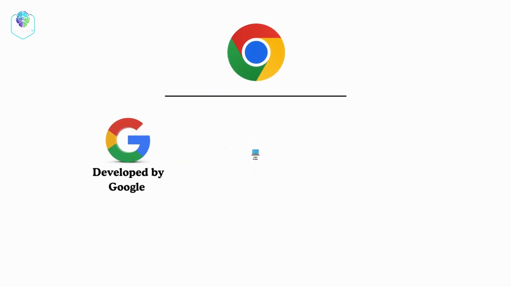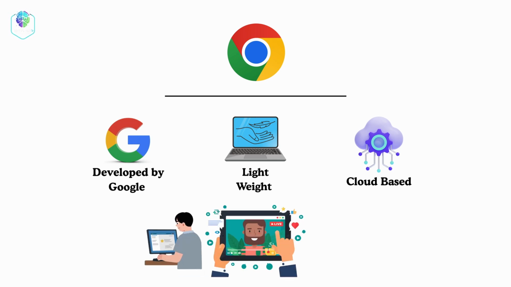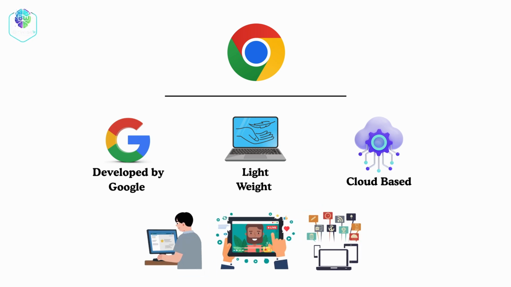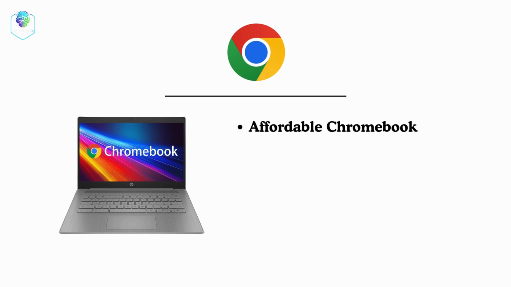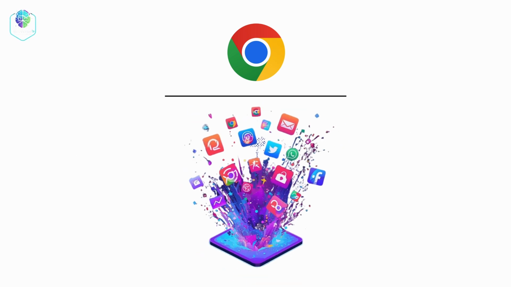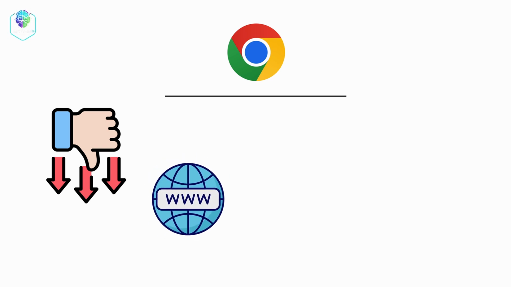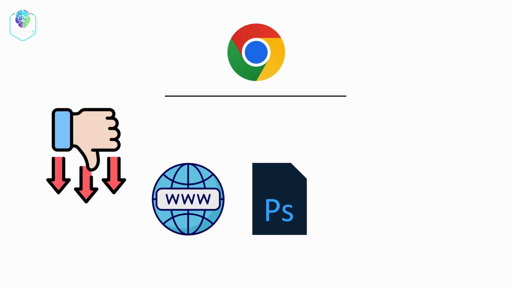Then there's Chrome OS, developed by Google. It's lightweight, cloud-based, and designed mainly for browsing, streaming, and using web apps. It comes on affordable Chromebooks, boots up fast, updates automatically, and is very secure. You can even run Android apps through the Google Play Store. The downside? It relies heavily on the internet, doesn't support full desktop apps like Photoshop, and isn't made for high-end gaming or heavy multitasking.